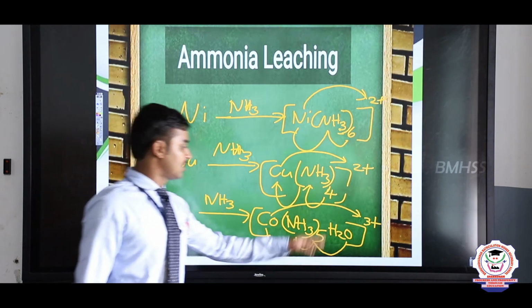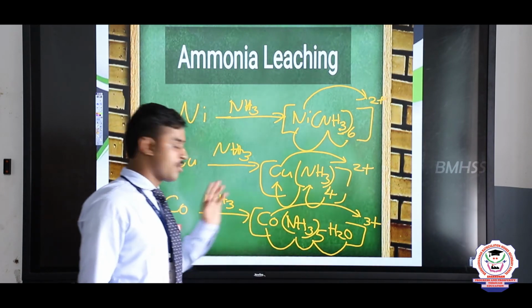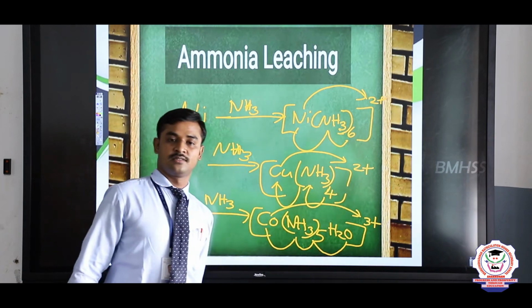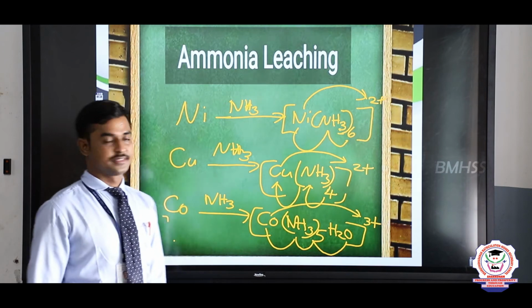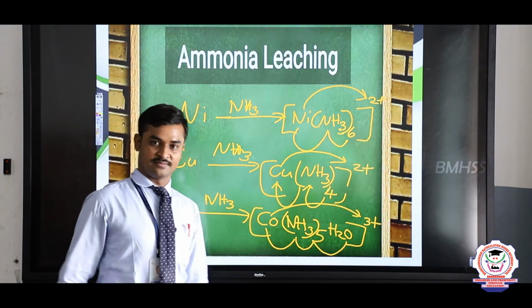So the name is monohydrate pentaamine cobaltate 3 plus. This complex is obtained in the ammonia leaching of cobalt. So nickel, copper, cobalt are only used for the ammonia leaching.